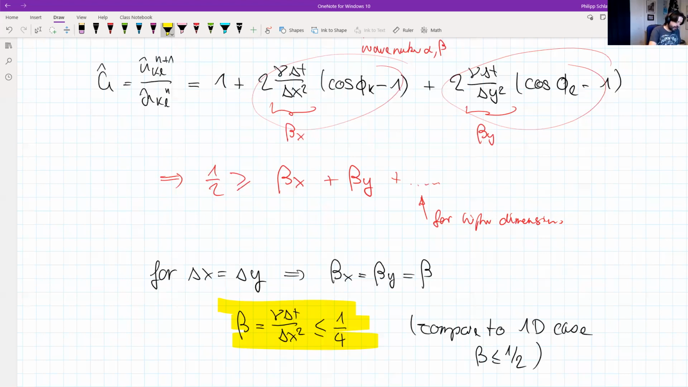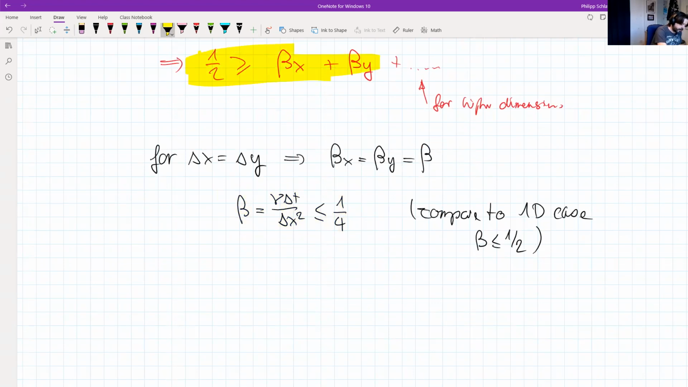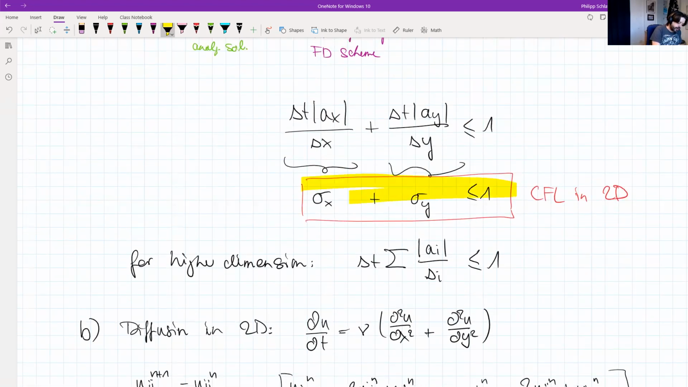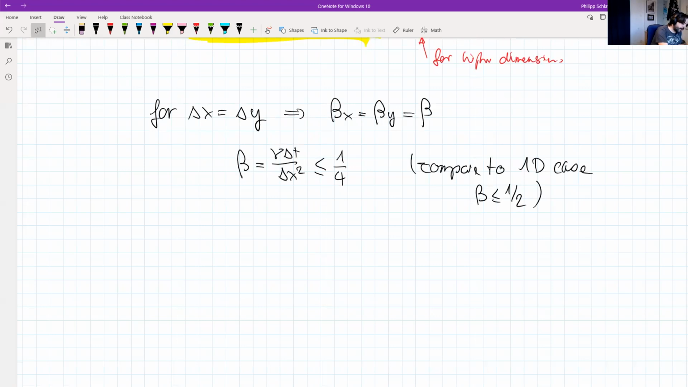Okay, so now we have the condition for, well, maybe I should not make this one yellow, because that's not the relevant one. This one is the one that is perhaps the relevant one. So this is the condition of 2D diffusion. And we had the condition up here for 2D CFL. And of course, now the question is, now we have done it for diffusion and advection, what is now the condition in 2D for the combined problem, for combined advection diffusion?